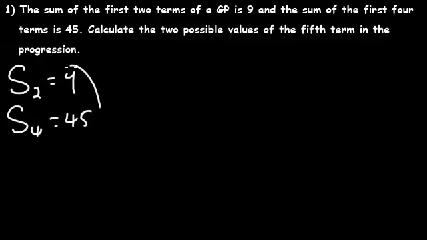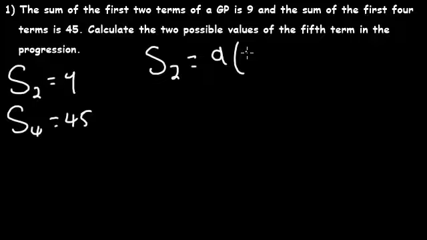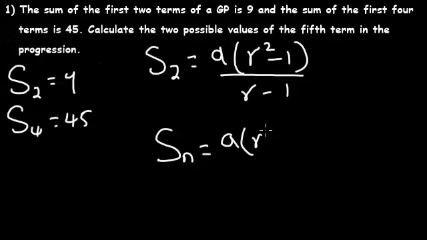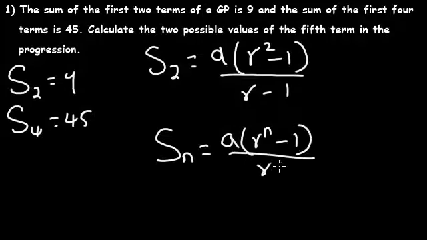Initially, if we were not given 9 and 45 as the values of S of 2 and S of 4 respectively, to find them, what we would have done is this. We would have said S of 2 is equal to a multiplied by, since r is greater than 1, r raised to the power 2 minus 1, all divided by r minus 1. So we have used the GP formula for r greater than 1, which is a multiplied by r raised to the power n minus 1 divided by r minus 1.